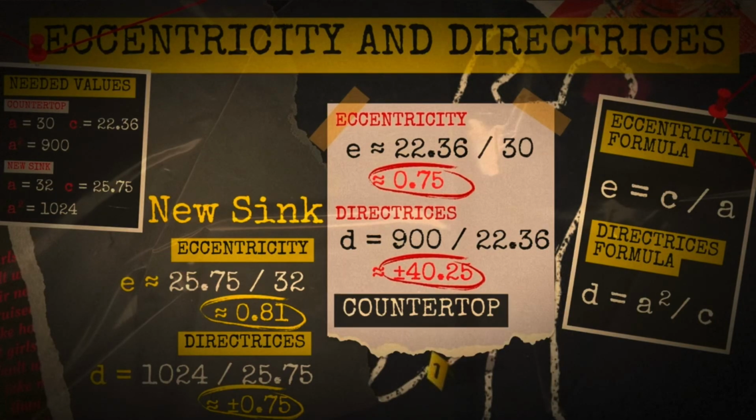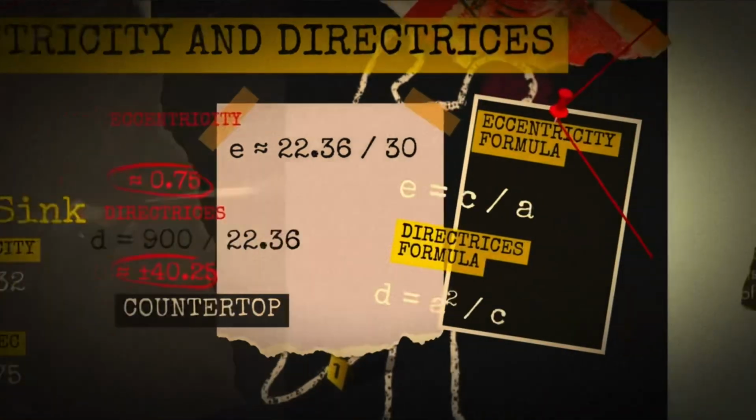In order to find the directrices of our exhibit B, or the new sink, all we need to do is get the value of a squared, which in this case is 1024, and divide it by the value of c, which is 25.75. So 1024 divided by 25.75 has an approximate value of positive negative 39.77. This means that our directrices for the new sink is positive negative 39.77.